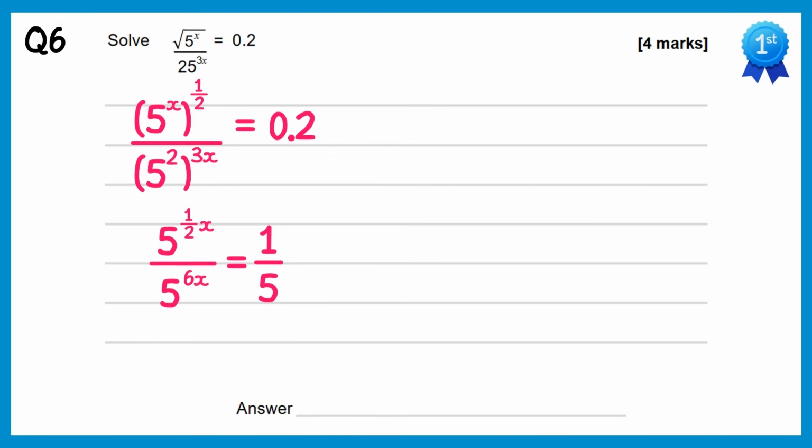Now on the left hand side, if we subtract the indices because it's a division, we need to do half x, take away 6x, so we get 5 to the power negative 5.5x. And on the right hand side, we've got 1 over 5, which is just the same as 5 to the power negative 1. Now that they're written as powers of 5, we can equate the indices, so we have negative 5.5x equals negative 1.